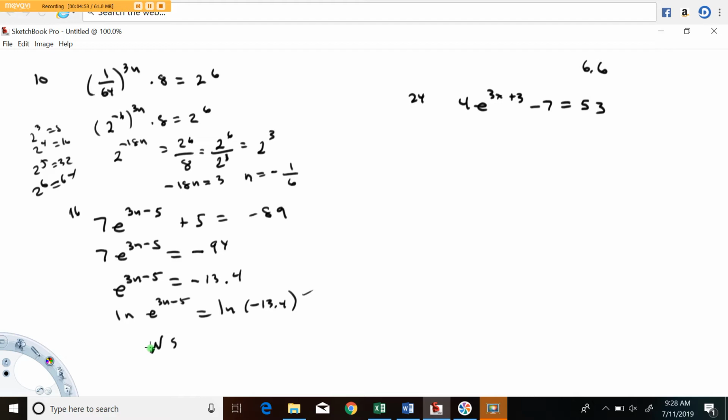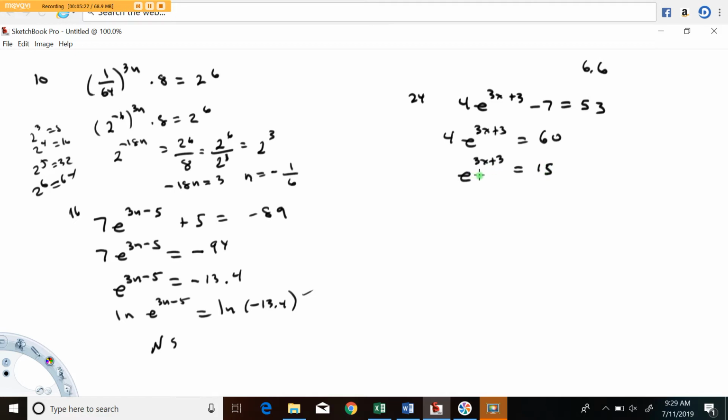Let's take a look at 24. All right, we got 4 times e to the 3x plus 3, minus 7 equals 53. First thing we want to do is isolate this. So let's take this 4e to the 3x plus 3, add 7 to both sides. So that's going to be 53 plus 7, that's 60. Let's divide everything by 4, and we're going to have e to the 3x plus 3 equals 60 over 4. What is that, 15?